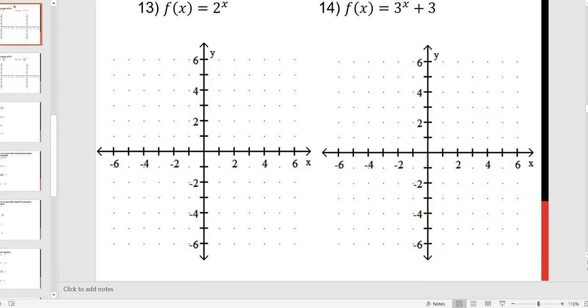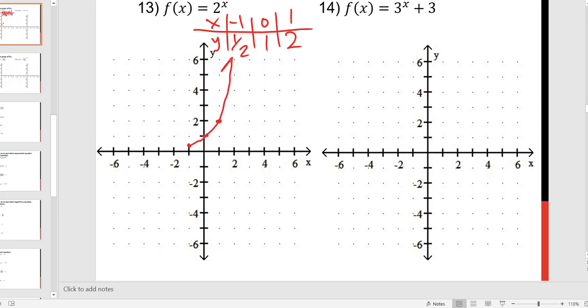Graph 2 to the x, I encourage you to graph 3 points. Negative 1, 2 to the negative 1 is 1 half. 2 to the 0 is 1, 2 to the first is 2. 1 half, 1, 2. That's enough for me to get a sketch. This side the graph rockets upward. This side gets closer and closer to 0, as an asymptote there, y equals 0.